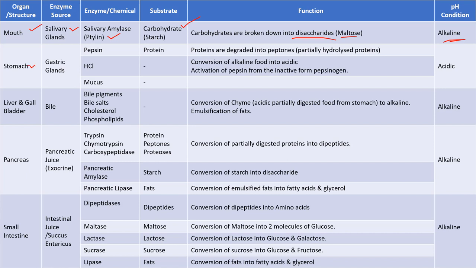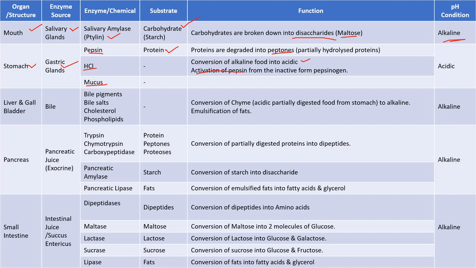The stomach contains the gastric glands, which release pepsin, HCl, and mucus. Now the pepsin acts on the protein, that is the substrate, and it forms peptones. What are peptones? Partially hydrolyzed proteins. The HCl helps in conversion of the alkaline food into acidic, and it also helps in activation of pepsin from the inactive form pepsinogen. And you all know the mucus helps in protecting the inner lining of the stomach from the acidic HCl.